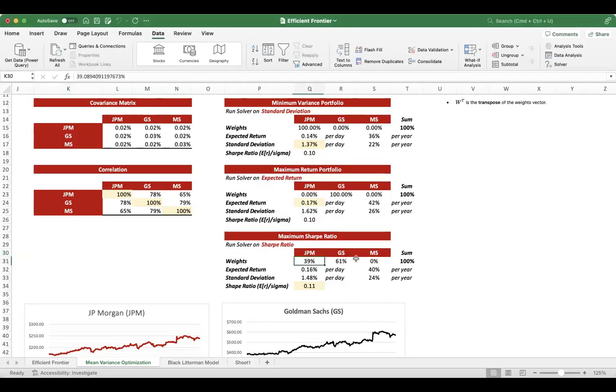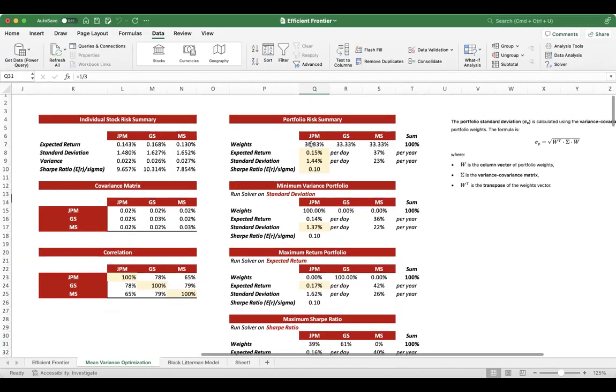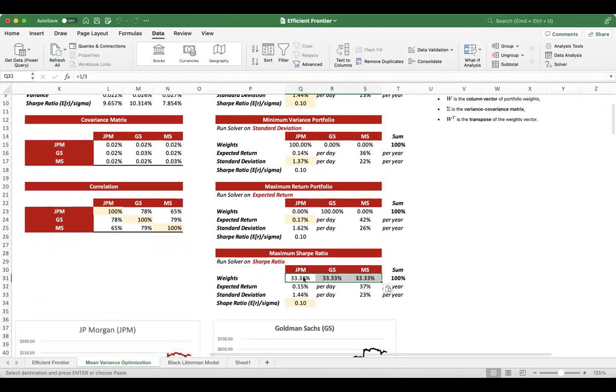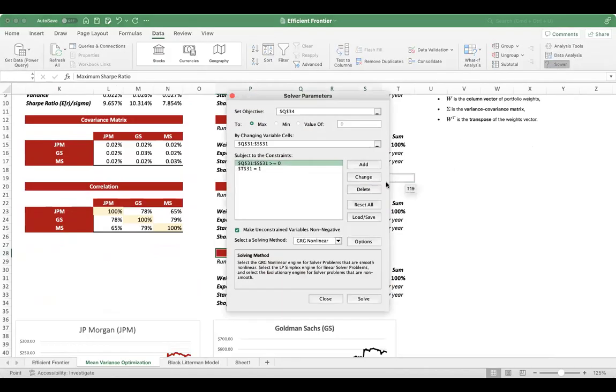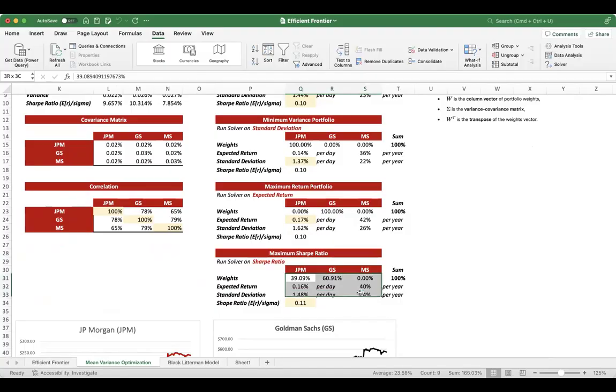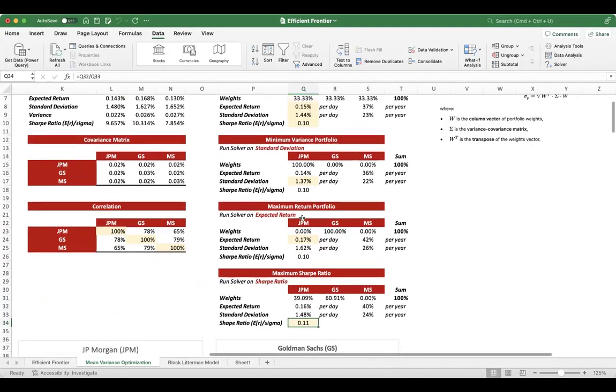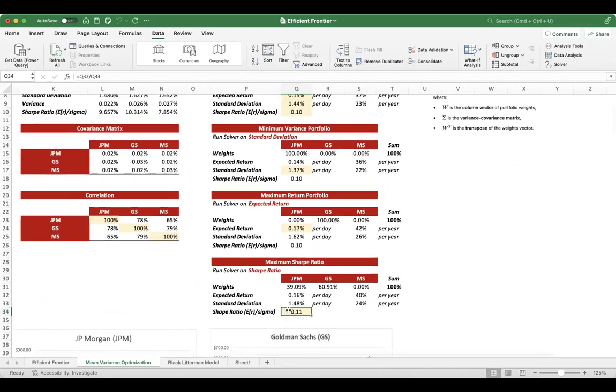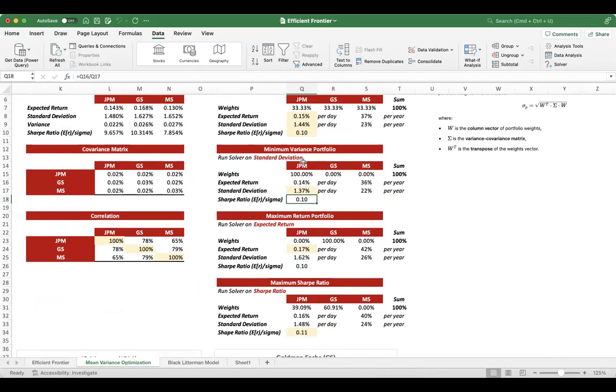Once we have solved, this is what we'll get. If you want, I can just do it in front of you again. Let's change the weights. So again, Solver, and just Solve. If you look at what I have gotten, same thing, right? If you look at the Sharpe ratio, it has increased. We had 0.10, but here we have gotten 0.11. So we have definitely increased the Sharpe ratio.